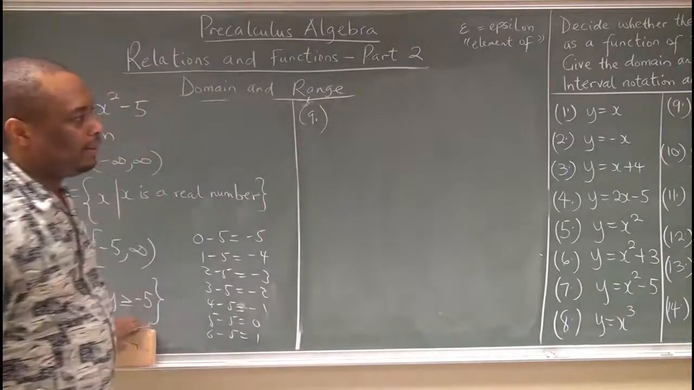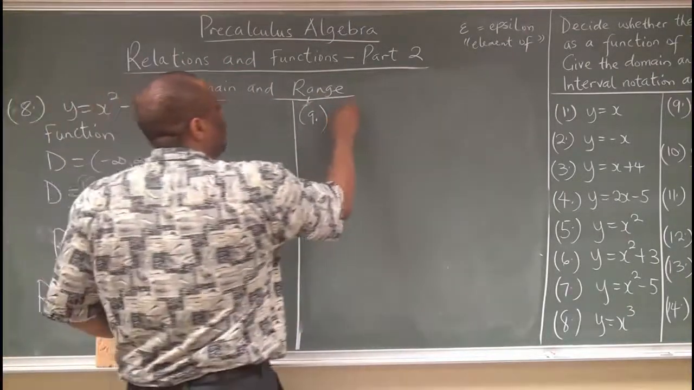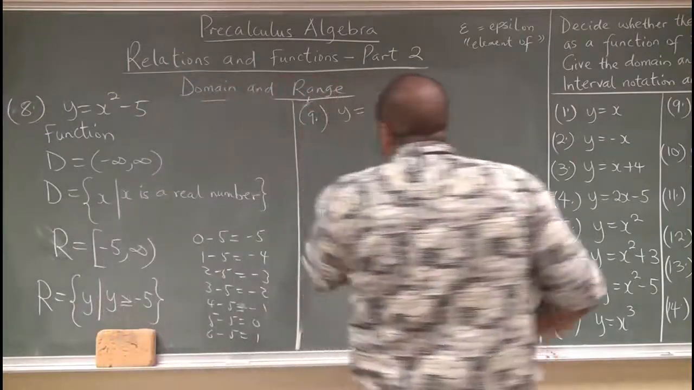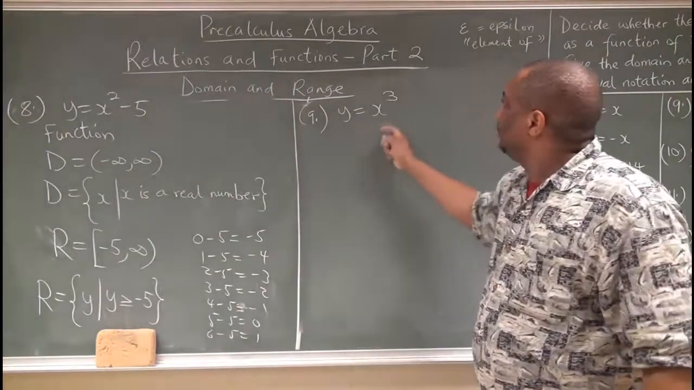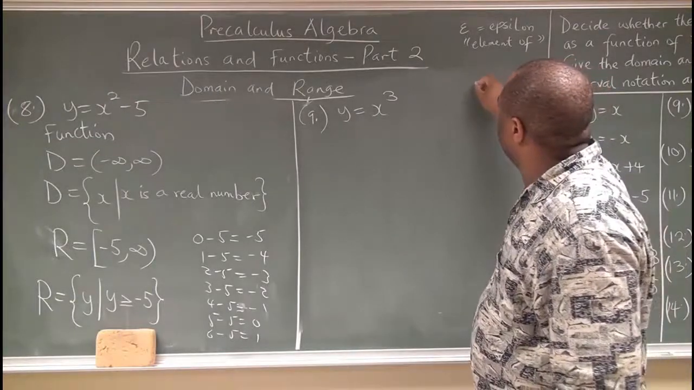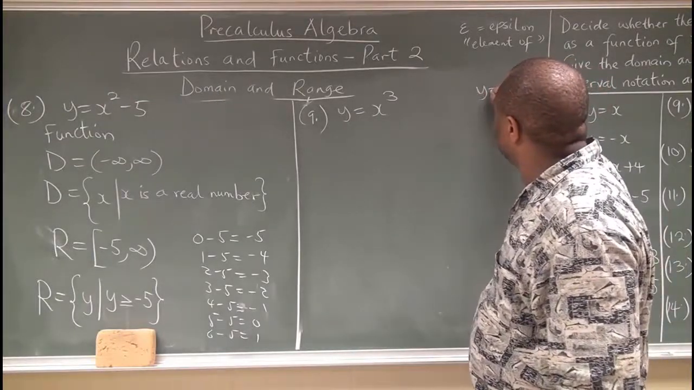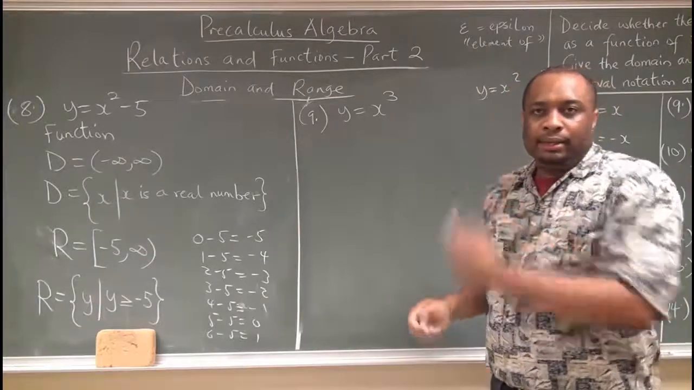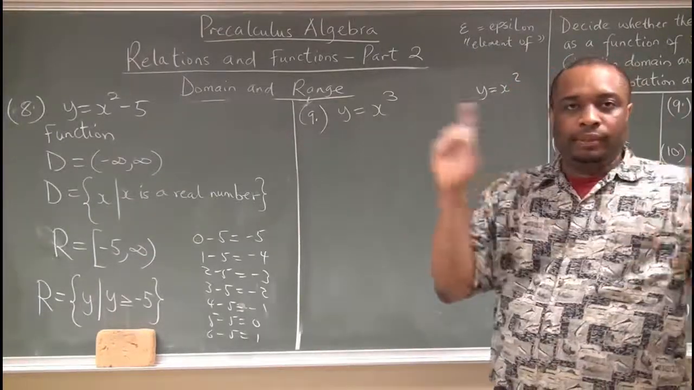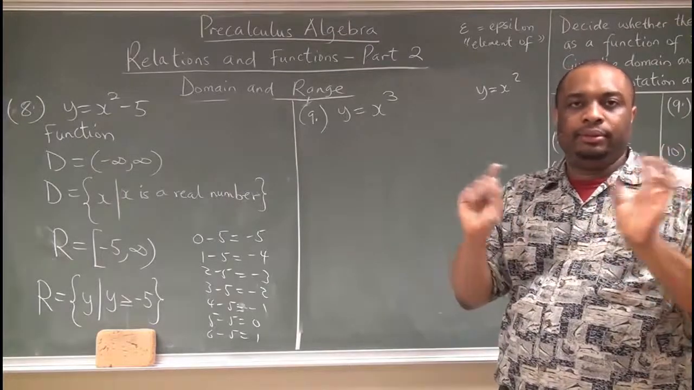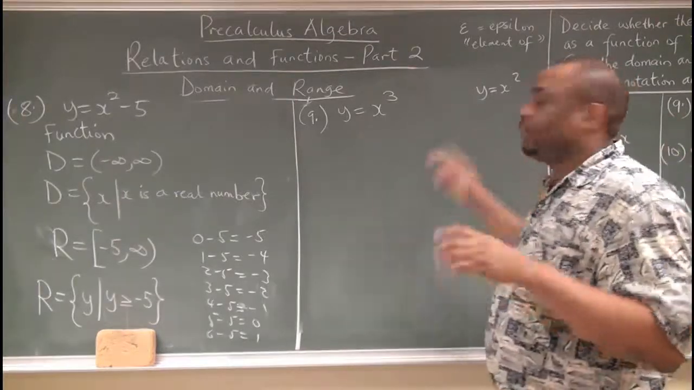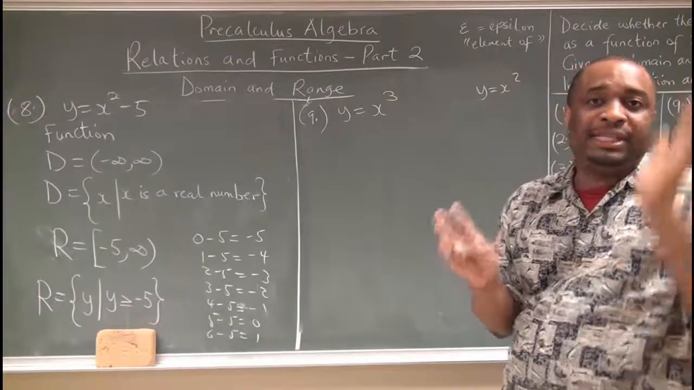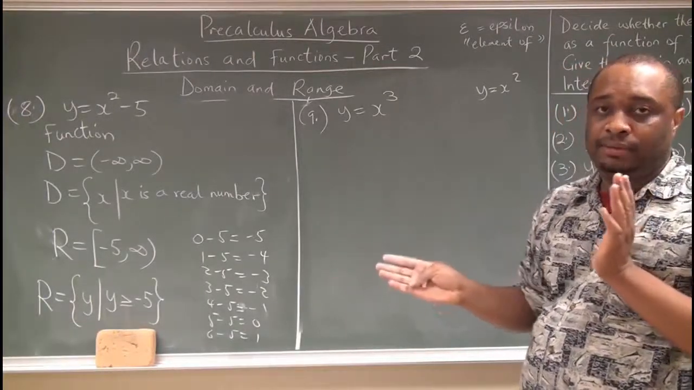Our question 9 is y equal to x cubed. Okay, look at this. And we will also look at x squared now, since we are talking of x cubed. Let's go back to x squared. For x squared, we found that the domain could be any real number, but the range will be from 0 to infinity, right?